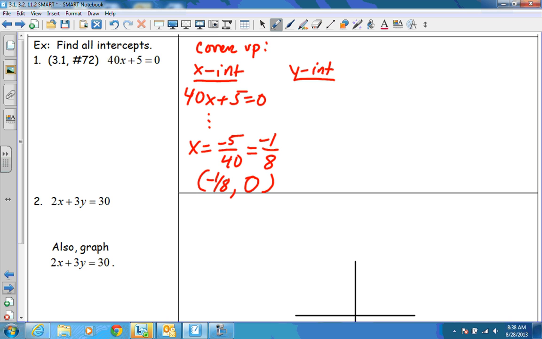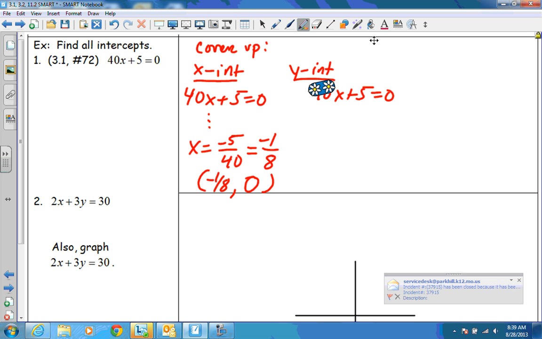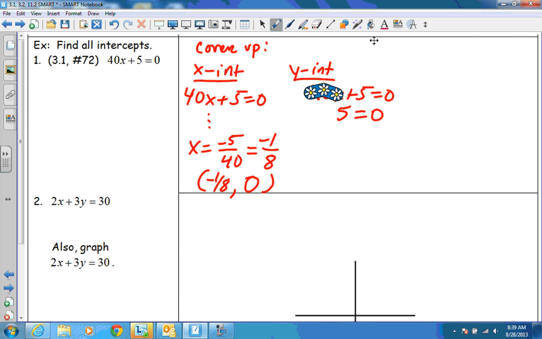Okay? Now the y-intercept, what do I cover up? I cover up the x part. And then we go solve, right? So when I go solve, I get this. E. What does that mean? Do you have a y-intercept? No. And I did the cover up because somebody said they liked that.